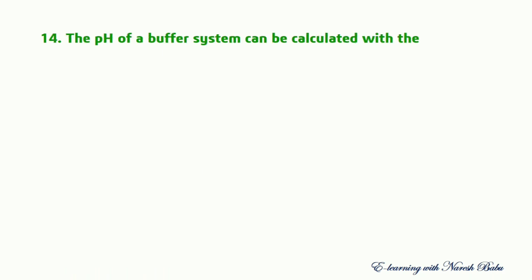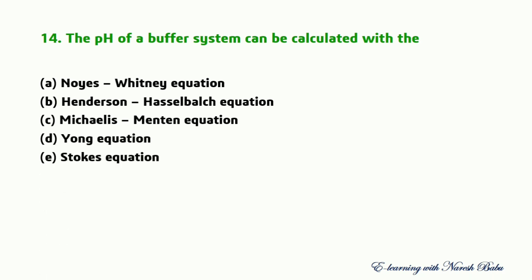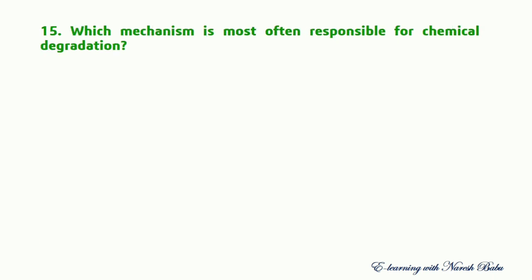Next question, the pH of a buffer system can be calculated with the, and we can observe the options: Nash-Whitney equation, Henderson-Hasselbalch equation, Michaelis-Menten equation, Young equation, and Stokes equation. Among these, we know that the pH of a buffer is found by using the Henderson-Hasselbalch equation. So the answer is B.